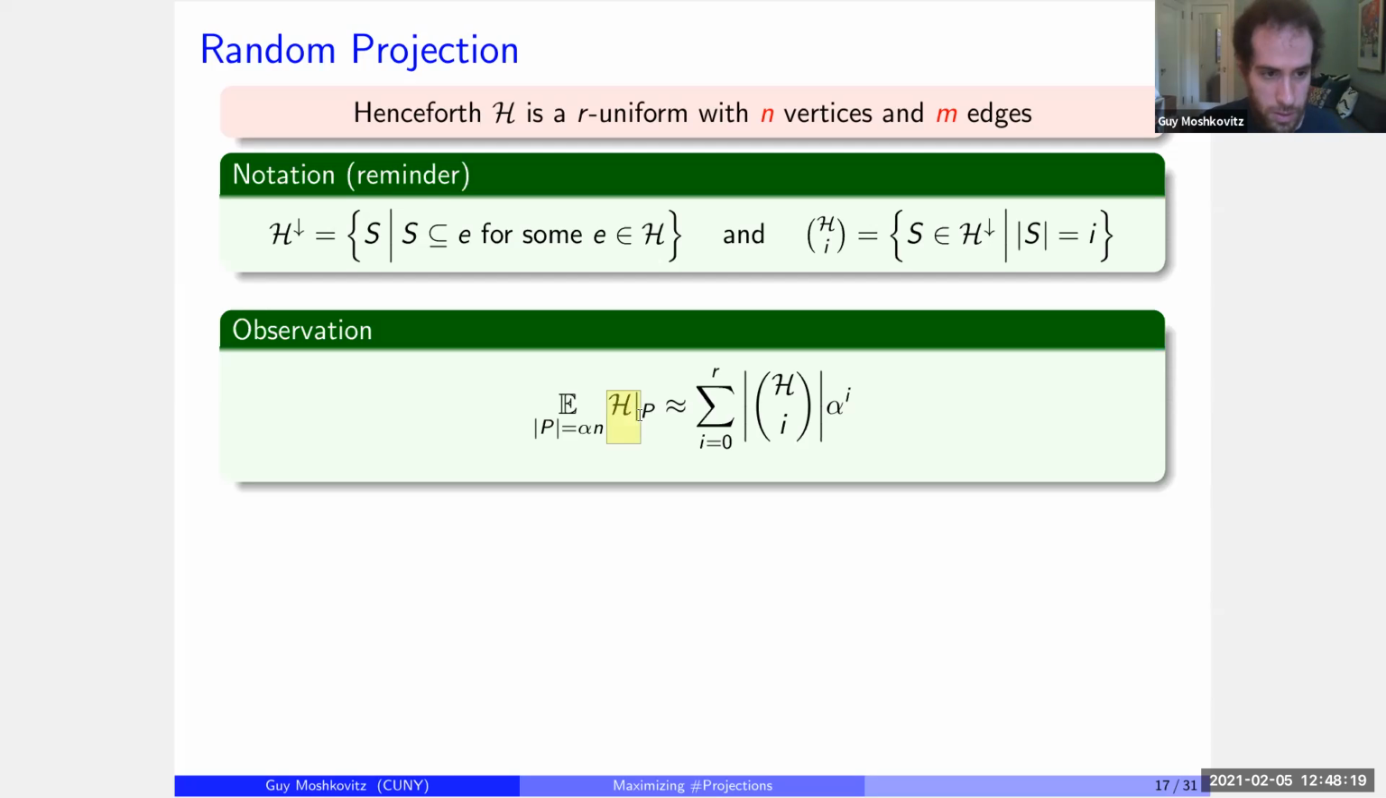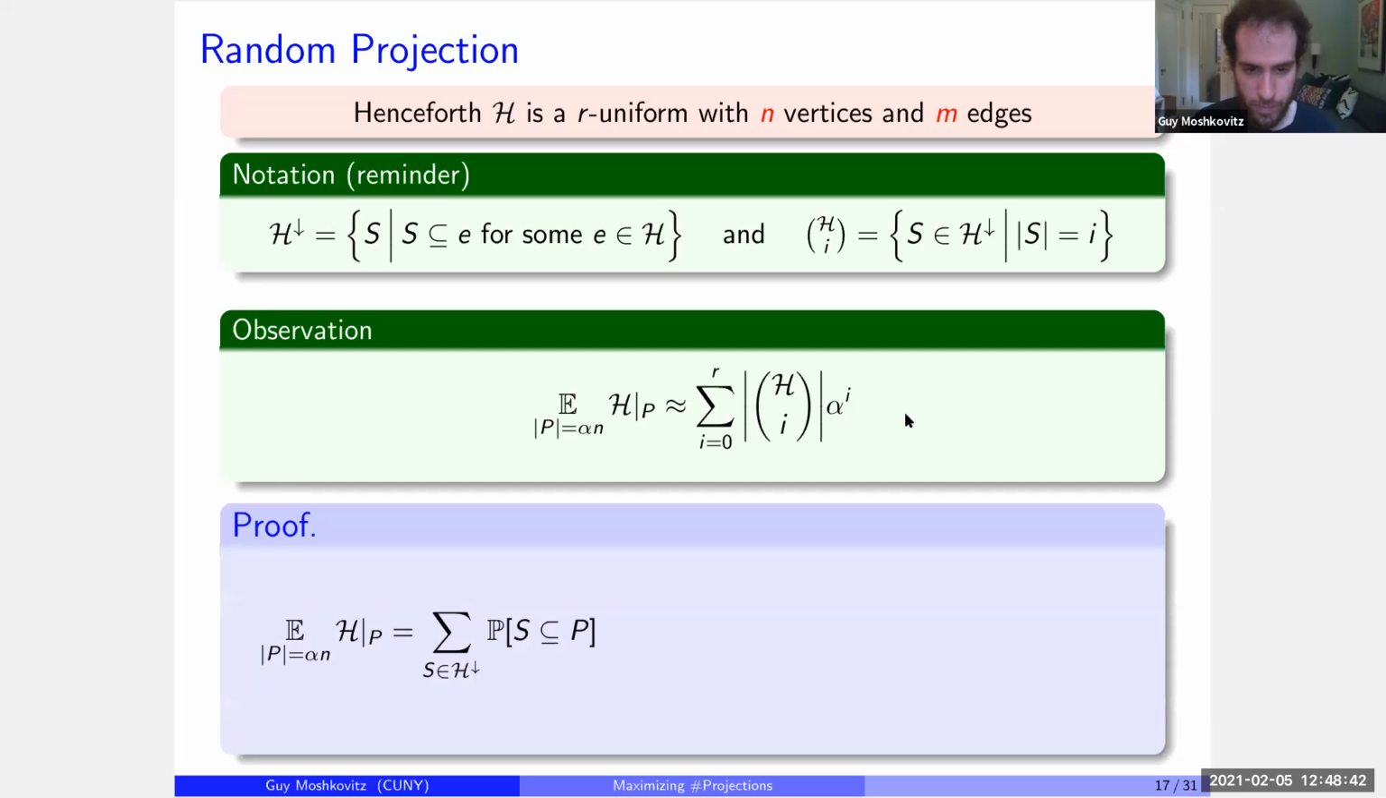Now, I'm going to show you an easy observation: we can express the number of projections if we choose the set that we're projecting on randomly. If we choose P randomly, the expected number of projections can be expressed in terms of the sizes of these layers, weighted exponentially. Okay, that's an easy observation. It just requires us to flip the way we think about projections. So the expected number of projections is what?